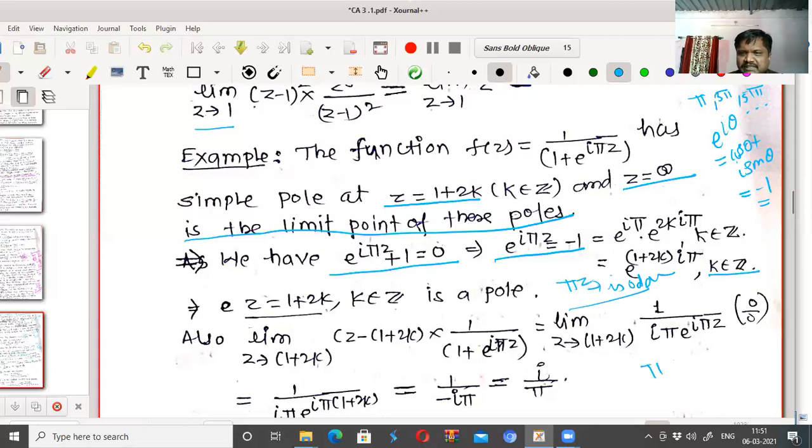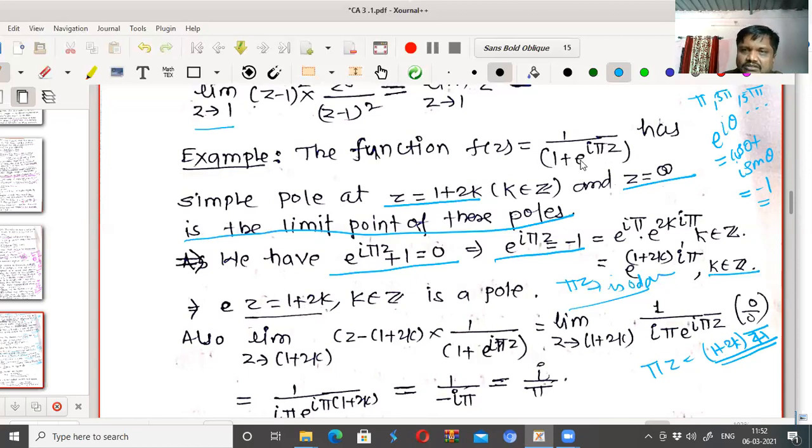What does this imply? Pi z being an odd multiple of pi means pi z can be written as (1 plus 2k) into pi. These are all odd multiples of pi, because if k is an integer, 2k is even and plus 1 makes it odd. Therefore z should be 1 plus 2k, and that z equal to 1 plus 2k is a singularity of this function. Now it is a singularity, meaning a pole, no doubt.